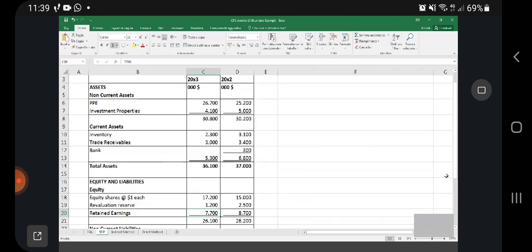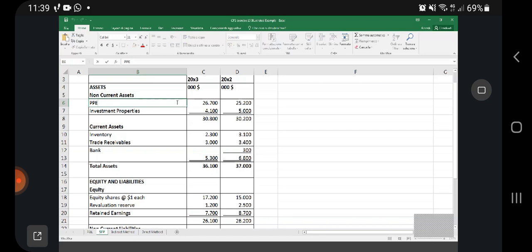Now, this is the statement of financial position, the balance sheet. Usually there are the same items over and over again. From one company to the other, we have the same items. PPE, property, plant and equipment.